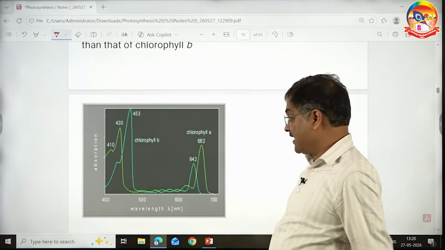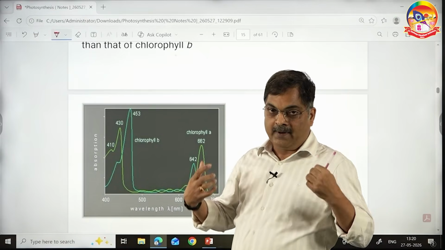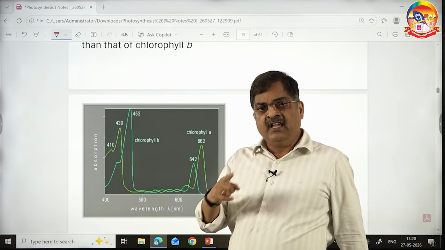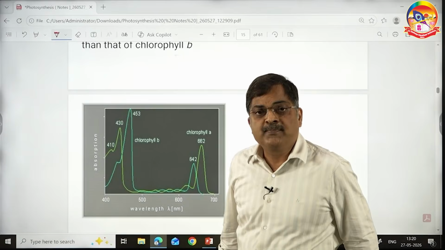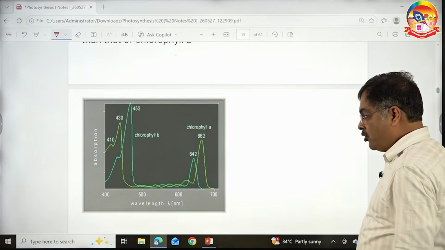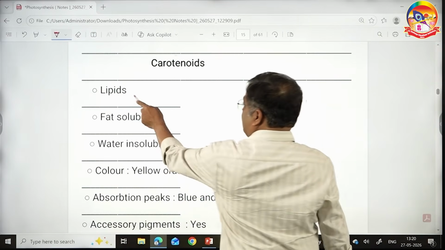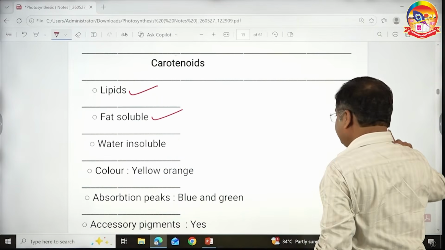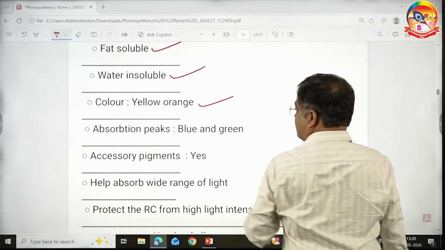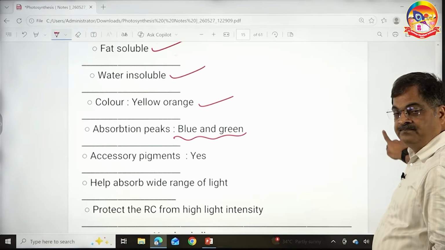This is absorption spectrum, a graph which explains about different wavelengths of light absorbed by pigments. What about carotenoids? In the graph which is given, it shows absorption peaks in blue and green, carotenoids. You remember that also. I'm going to show you those graphs. Carotenoids, children, they are lipids, just like chlorophyll. Just like chlorophyll, they are fat soluble and water insoluble. Carotenoids are yellow-orange. Absorption peaks, this is the point I was referring to, blue and green.